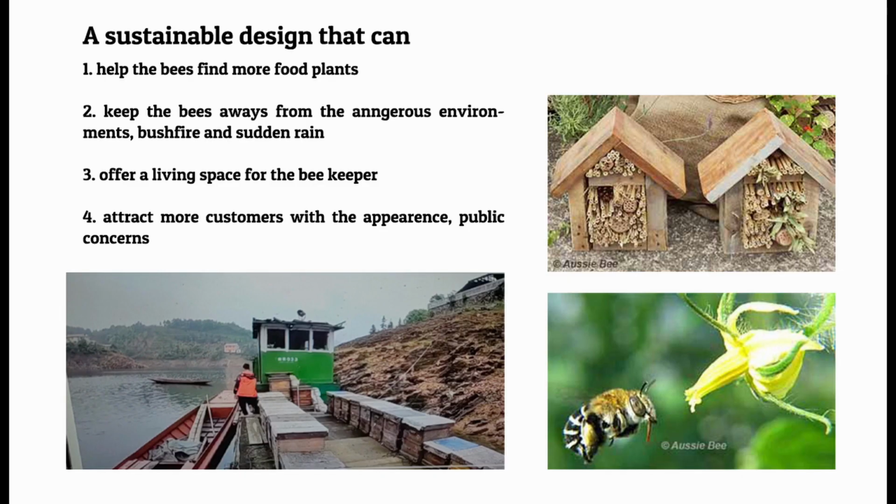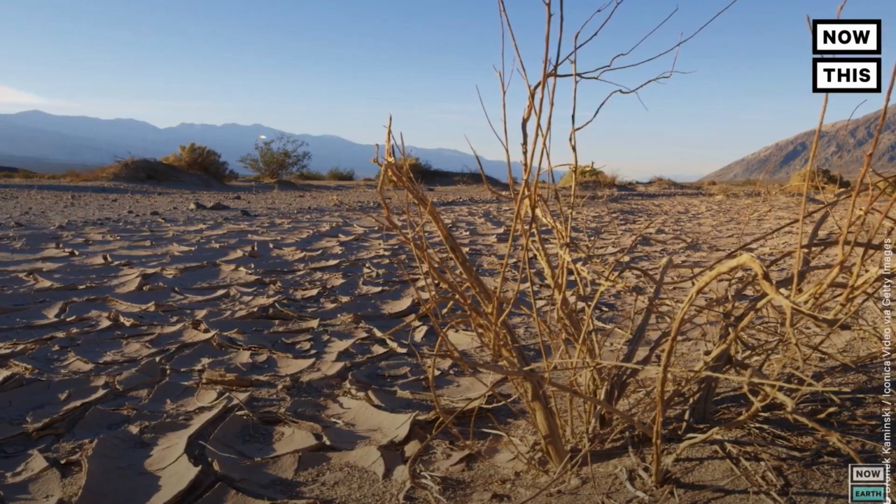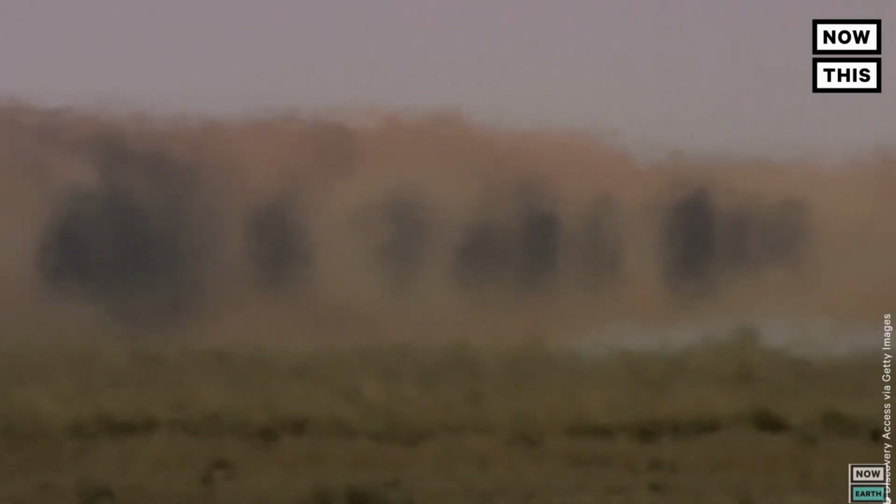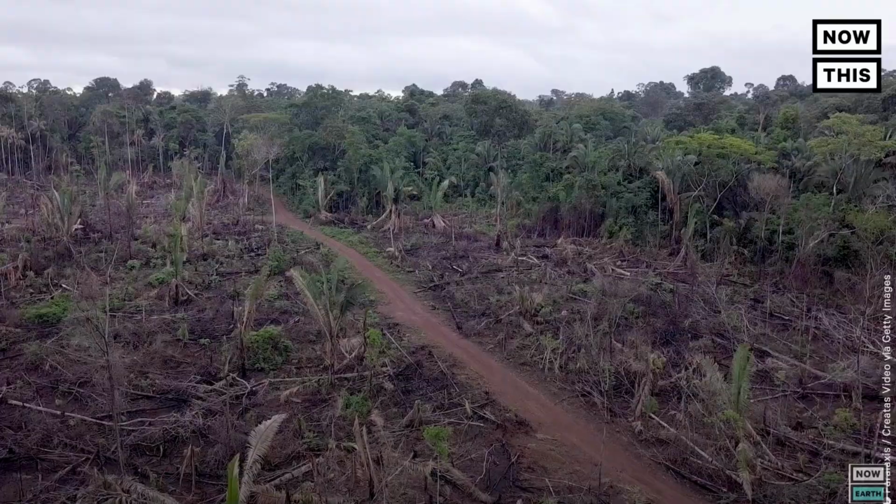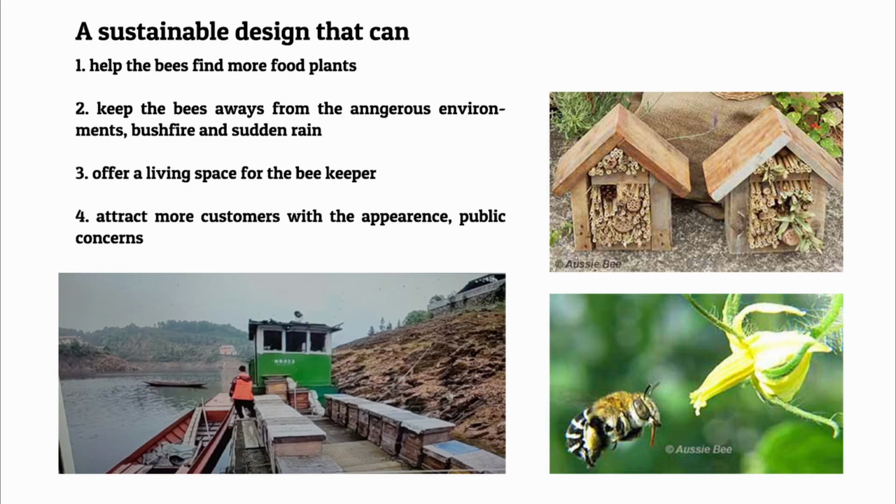After that, we began to think how to serve a beekeeper and improve the living environment of Australian bees. The native bees are facing some problems including drought, bushfire, and the threat of pesticides. We think with this design, the bees and the beekeepers can avoid these problems. It also offers a living space for the beekeeper, and it can attract more customers with its appearance.